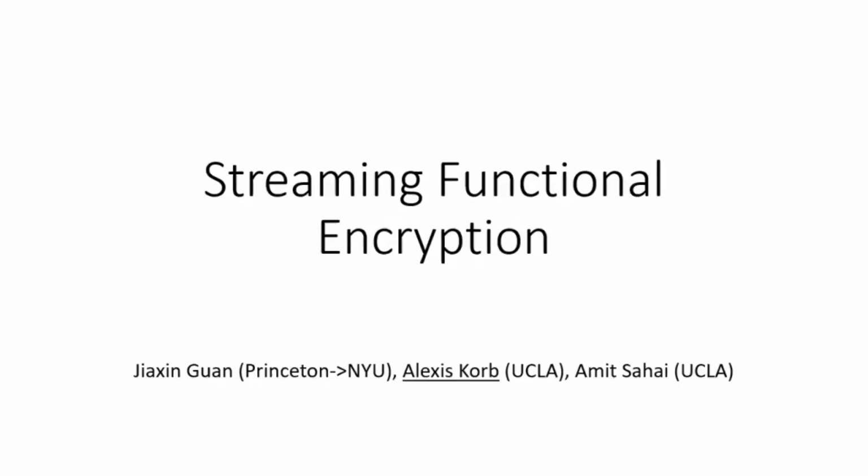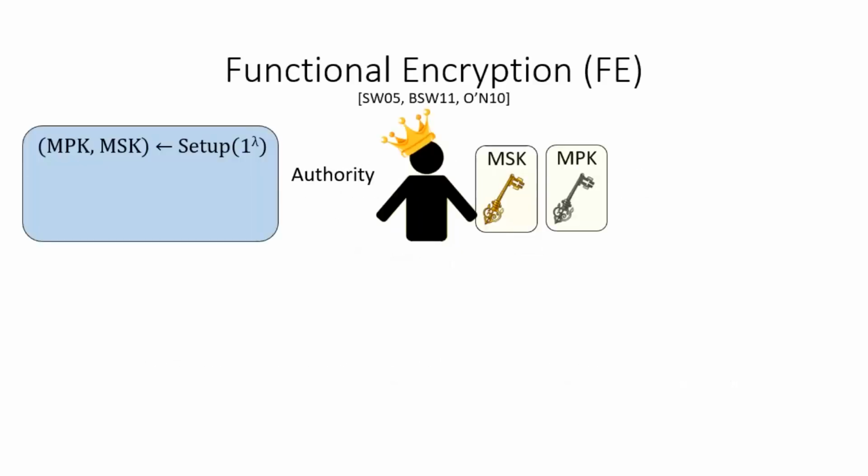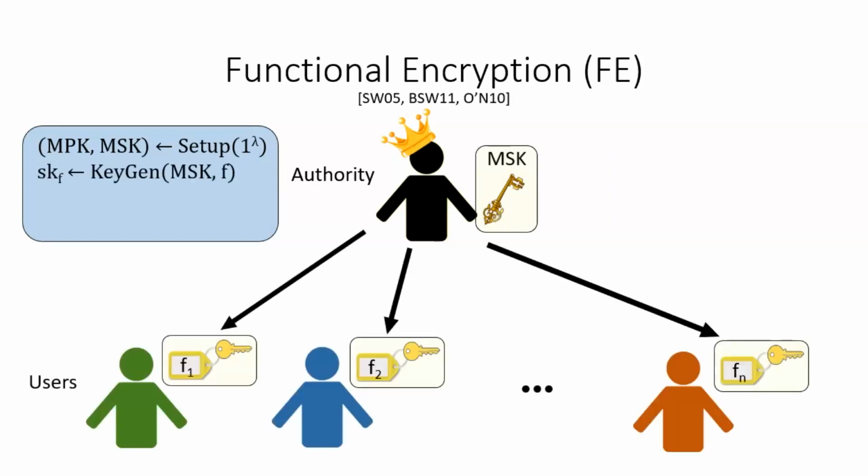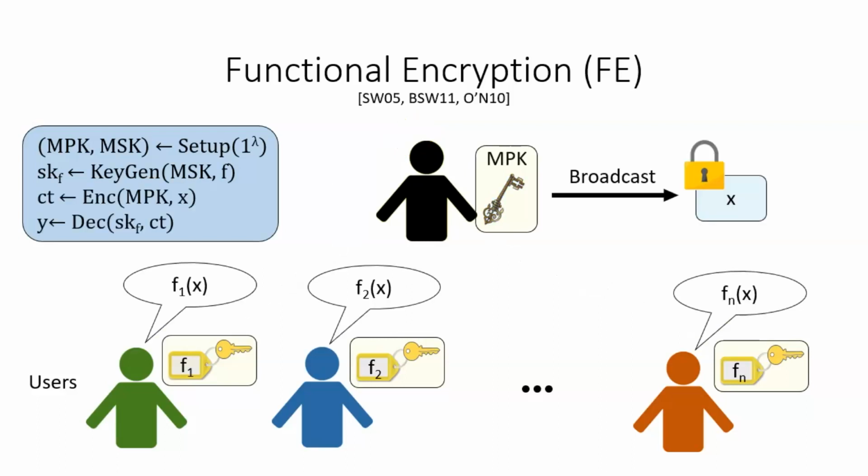Okay. Hello, everyone. So this is my talk on streaming functional encryption, which is joint work with Josh and Amit. Before I define streaming functional encryption, let me just define regular functional encryption. In a functional encryption scheme, an authority can generate a master secret key and a master public key. Then using the master secret key, they can create function keys for functions of their choice. So here the green user got a function key for F1. And then anyone who has the master public key can encrypt some message X.